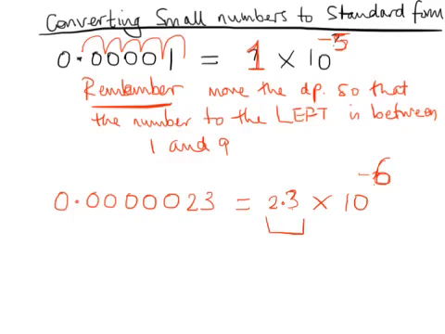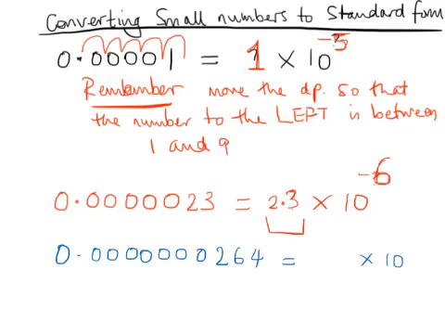Okay, let's do another example. Change the colour so you can see the difference. Let's try 0.0000264. So it's something times 10 to the something. And we know the something's going to be minus something because we're moving the decimal point. We've got a small number here, and therefore this must be a negative. How many times do we move the decimal point?